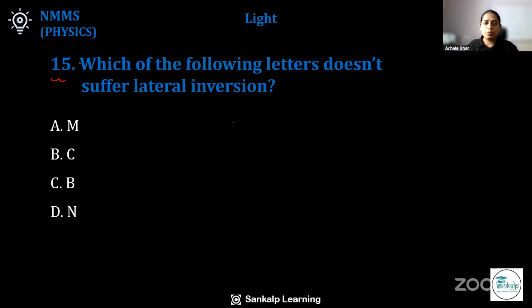Let us see question number 15 of NMMS Physics chapter Light. Which of the following letters doesn't suffer lateral inversion? Okay, what is meant by lateral inversion? We know that in plane mirror, when we see ourselves, our right part looks or appears as left side of the image. Similarly, our left part looks like right part in that image. That is lateral inversion.